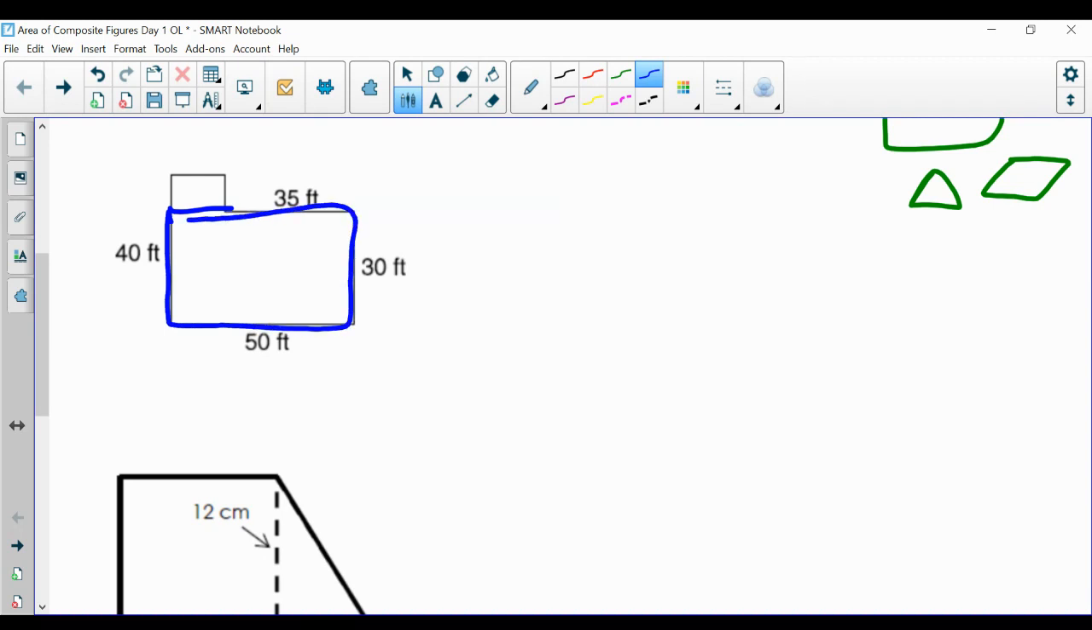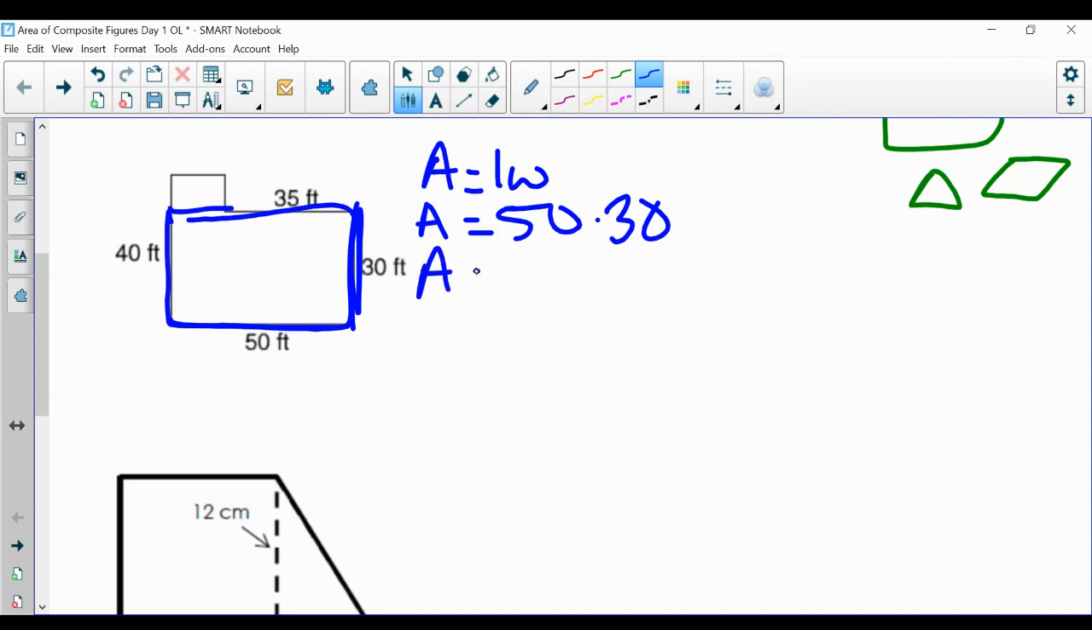Okay, and again, it's a rectangle, so my area formula is A equals length times width. And I know my length is 50 times my width of 30. And that area is going to be, well, here's a little secret. If you do 5 times 3, which is 15, and then add your 2 zeros, that's a quick and easy way to do that multiplication. So 1,500 feet squared is going to be the area of the big blue shape. Well, now I need to find the area of the little teeny tiny green shape.